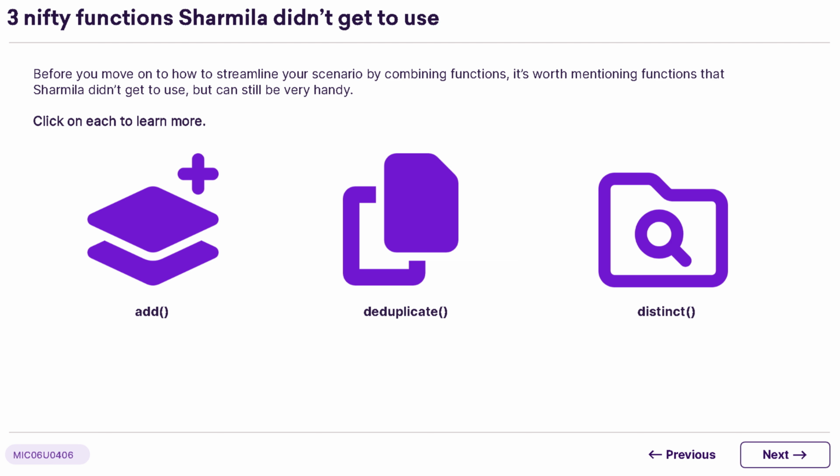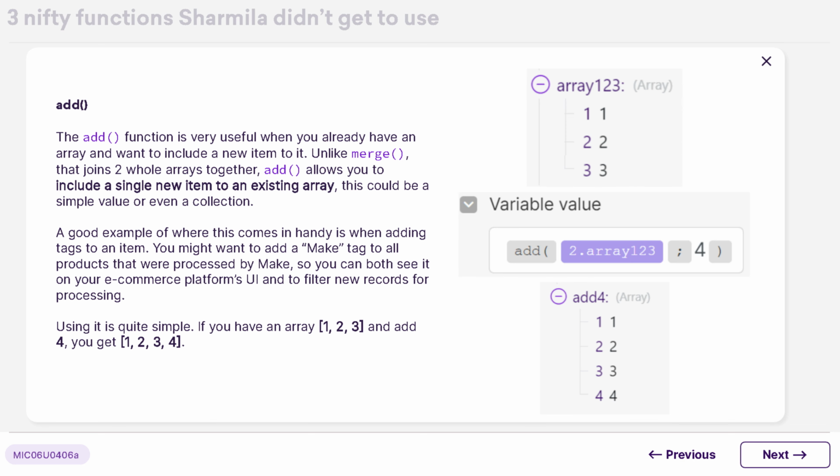Finally, the distinct function. This is essential when you want to extract only the unique values from your set, helping you focus on the diversity within your data without redundancy. While Sharmila didn't use these in her current project, they offer powerful ways to refine and simplify complex data scenarios, making future tasks more efficient. Let's take a closer look at the add function.